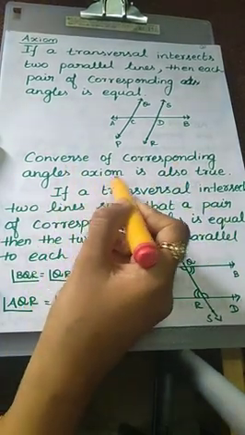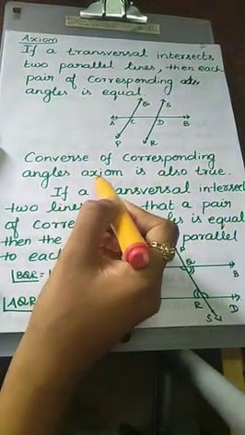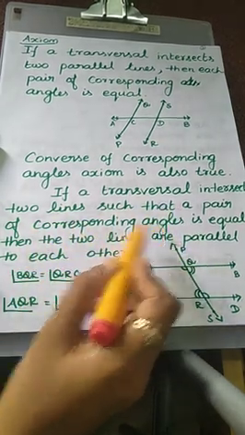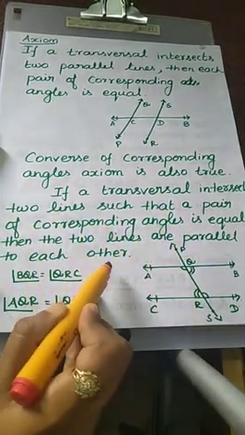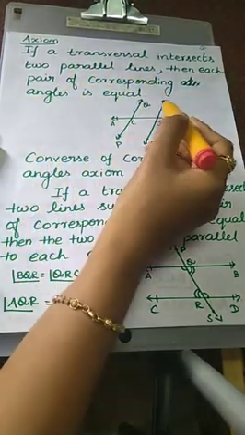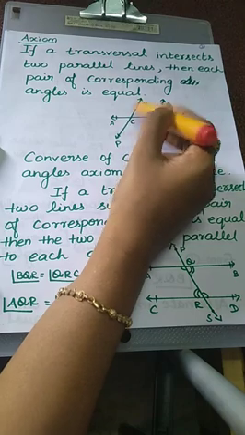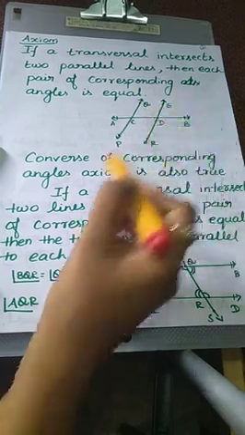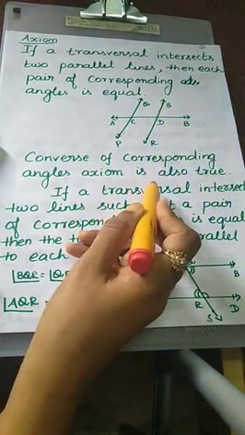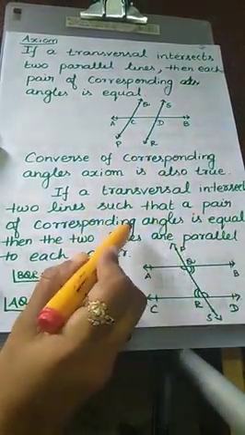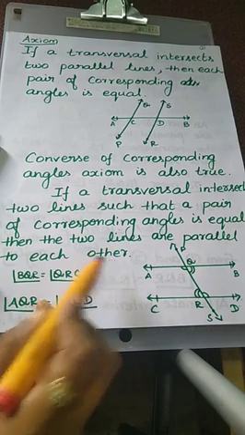The converse of the corresponding angles axiom is also true. What is that? If a transversal intersects two lines such that a pair of corresponding angles is equal, then the two lines are parallel to each other. To restate: the first condition is, a transversal intersects two parallel lines, then each pair of corresponding angles is equal. The converse is, if a transversal intersects two lines and the corresponding angles are equal, then the two lines are parallel to each other.